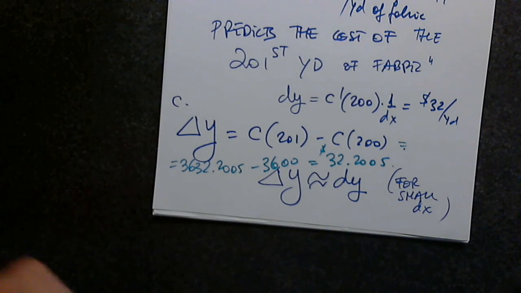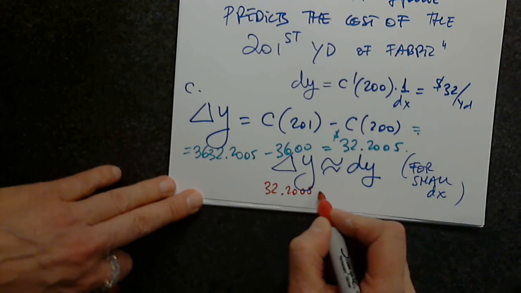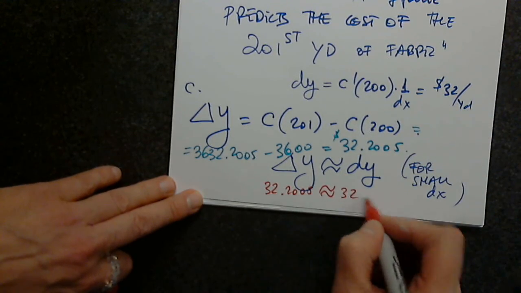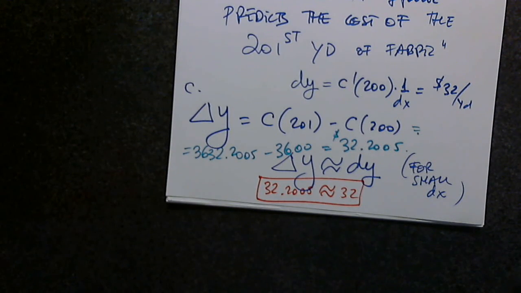So maybe I should write them again. So delta y is 32.0005, which is approximately 32. That's what I'm saying. I guess if I were saying, depending on how you might ask them on a quiz or a test, if we use the first one, let me give you an example before you ask the question.